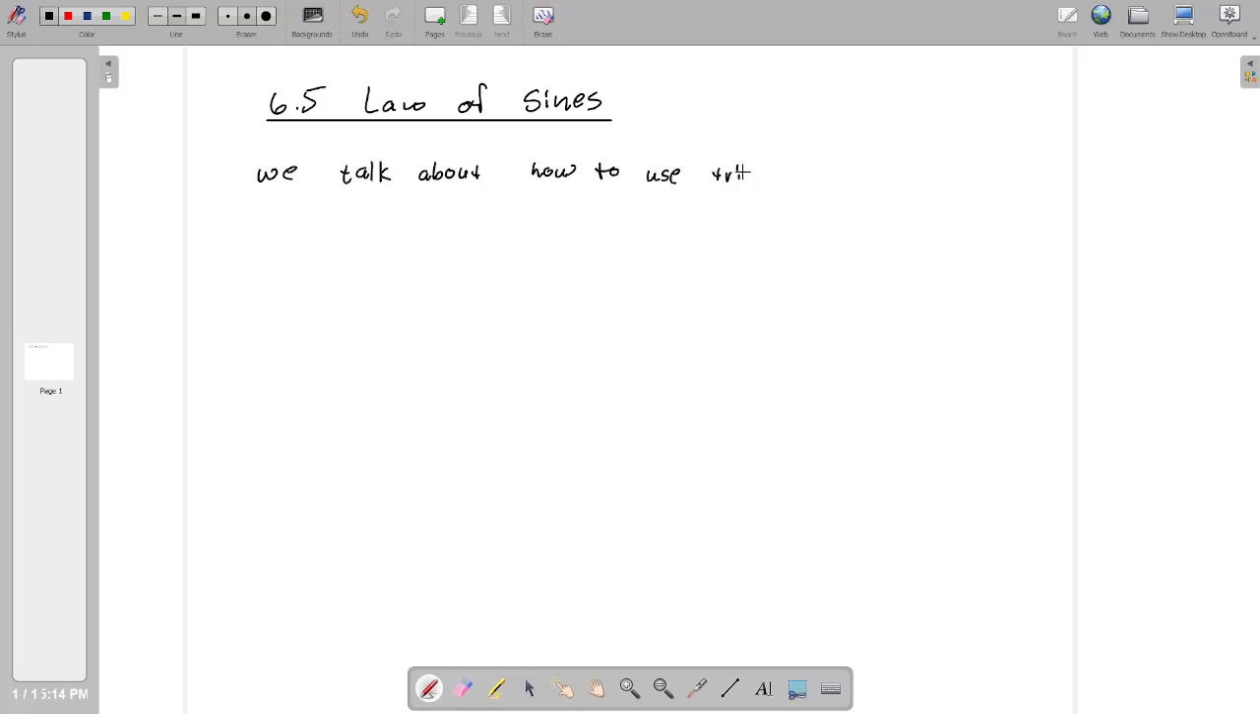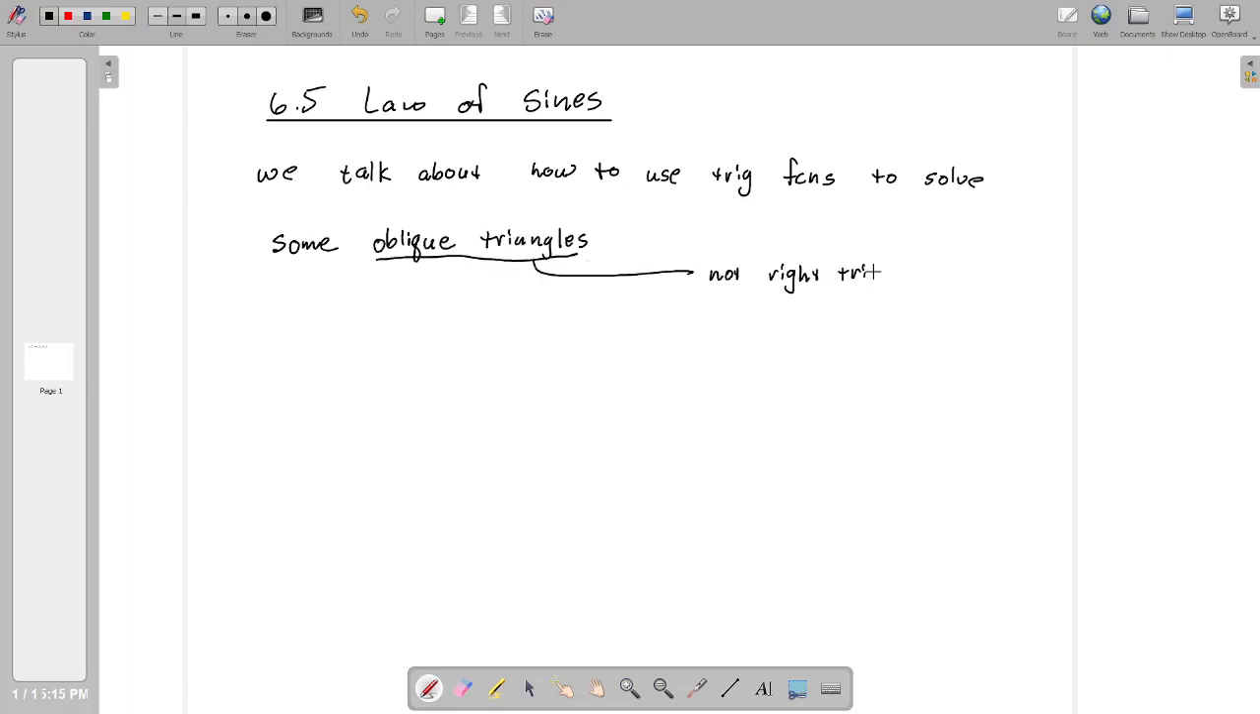In the next two sections, we talk about how we're going to use trig functions to solve some oblique triangles. Oblique triangles are simply not right triangles. Let's derive the law of sines really quickly here.